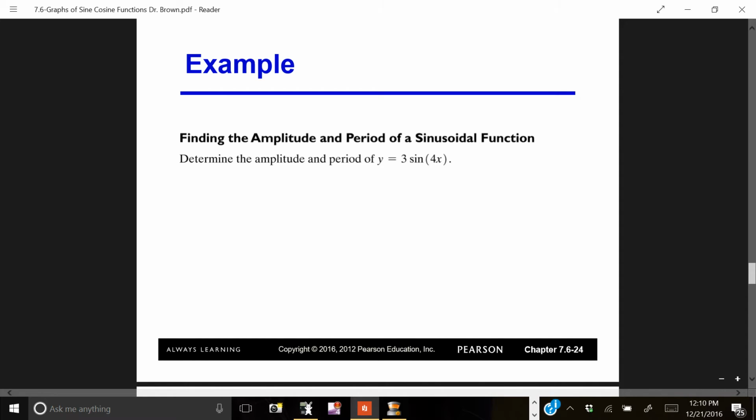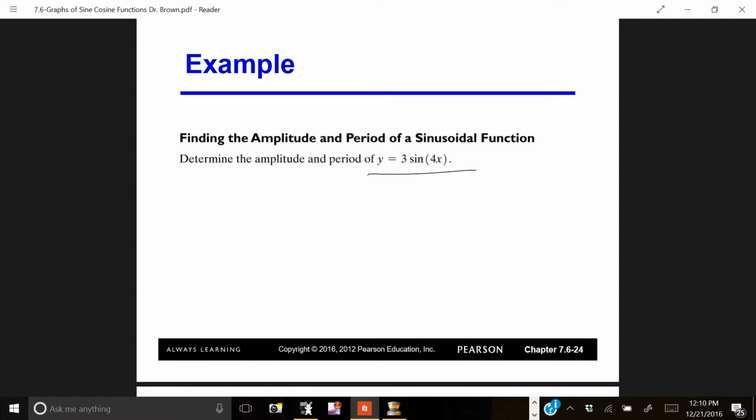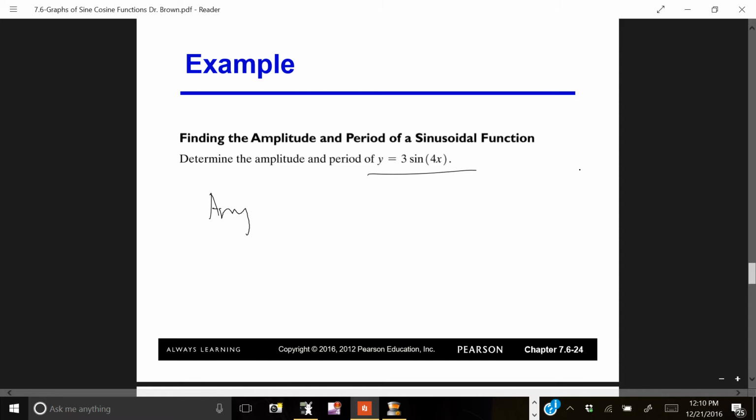Another problem to work: what is the amplitude and period of y equal 3 sine of 4x? Obviously, the amplitude is equal to 3, and the period is 2 pi over 4, which is equal to pi over 2.